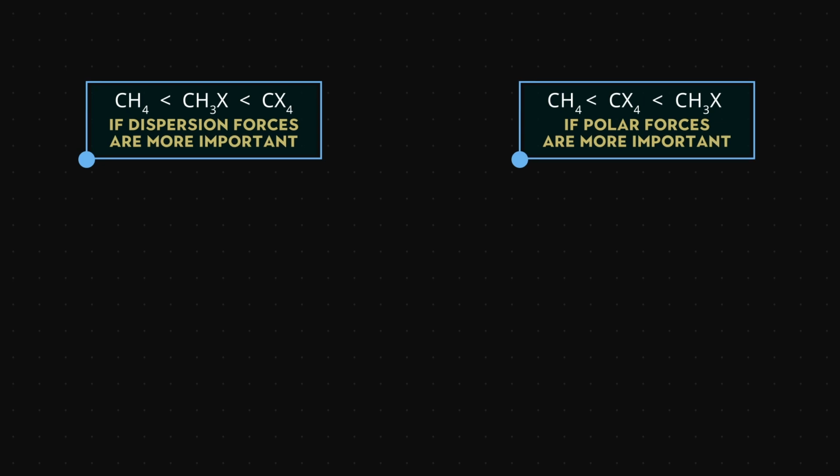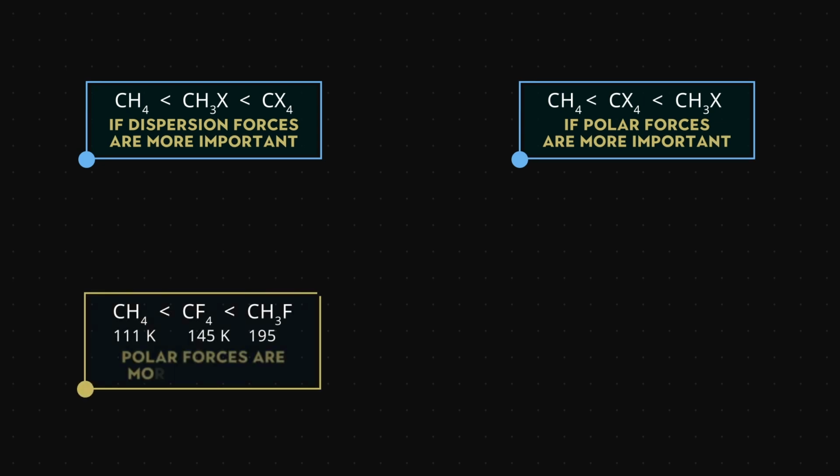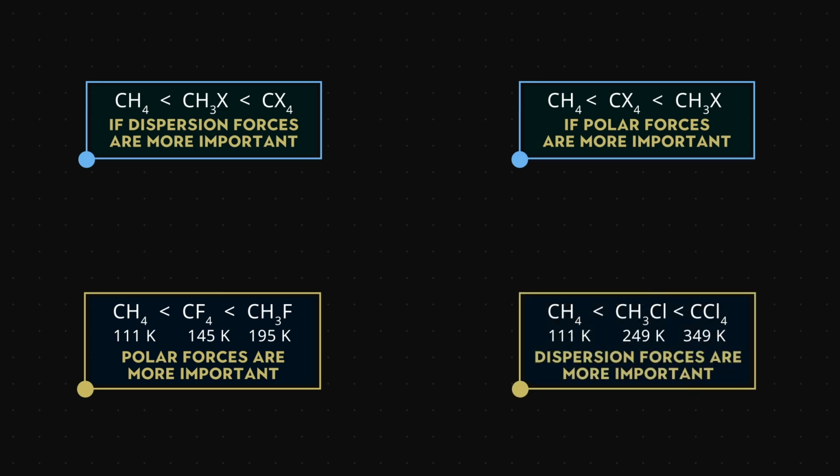We can look at the experimental data to see which forces play the more important role. For fluorine, we find that polar forces are more important, while for chlorine, we find that dispersion forces are more important. This isn't that surprising when we consider that the sizes of the chlorine atoms, with 17 electrons each, are substantially larger than fluorine atoms, which have only 9 electrons each. Because dispersion forces increase with molecular size, we expect dispersion forces to be stronger for the chlorine compounds than the fluorine compounds.